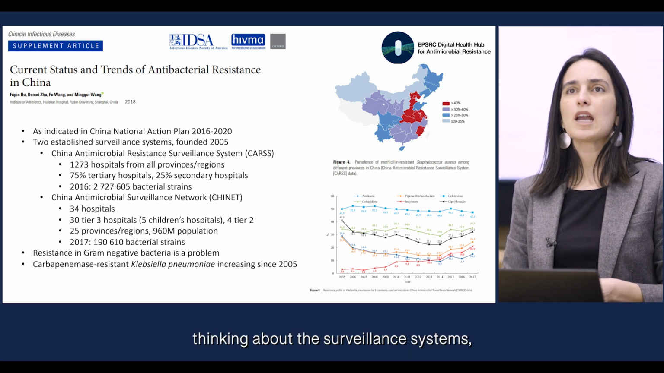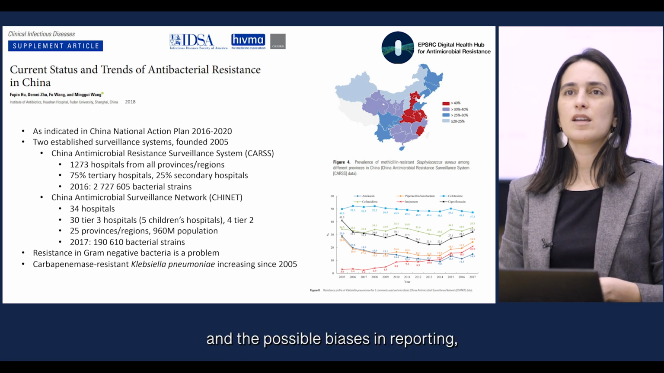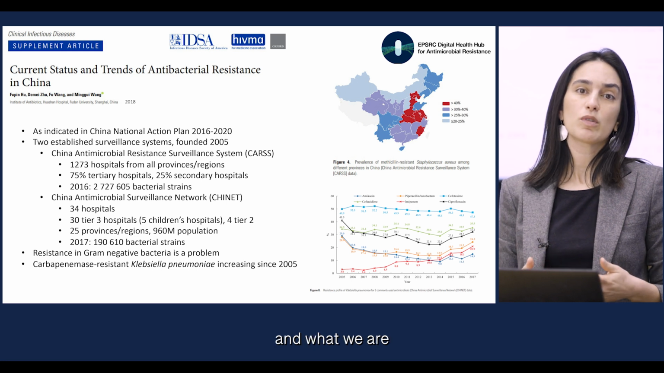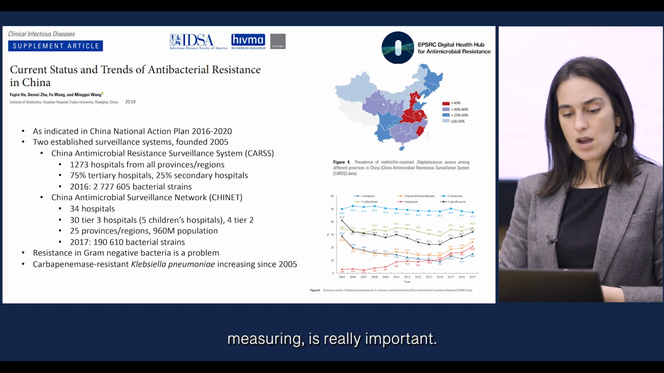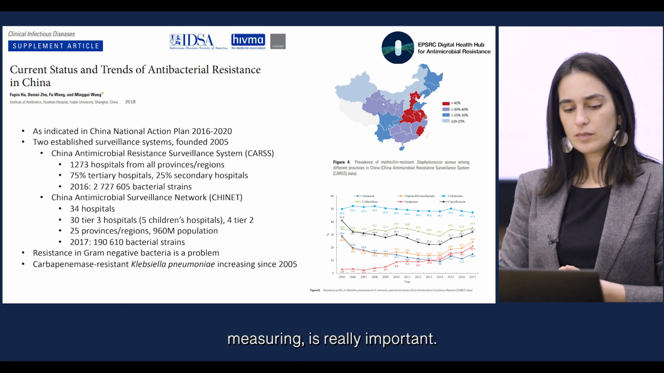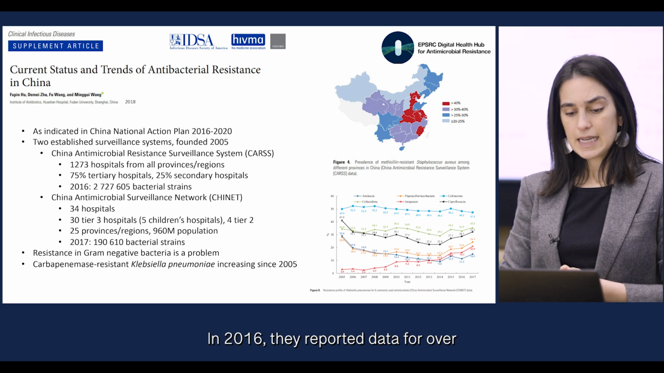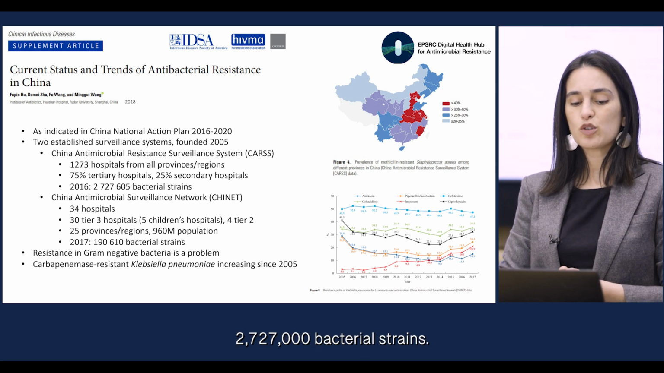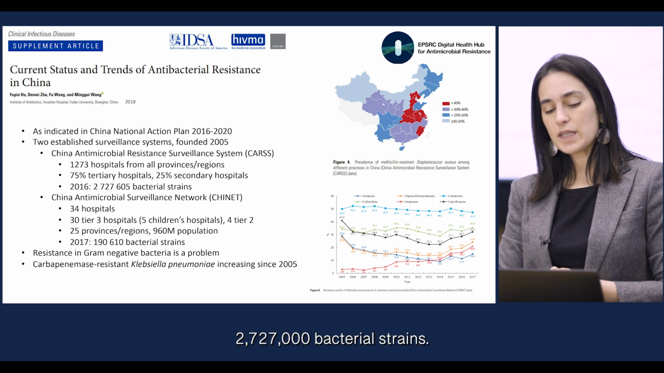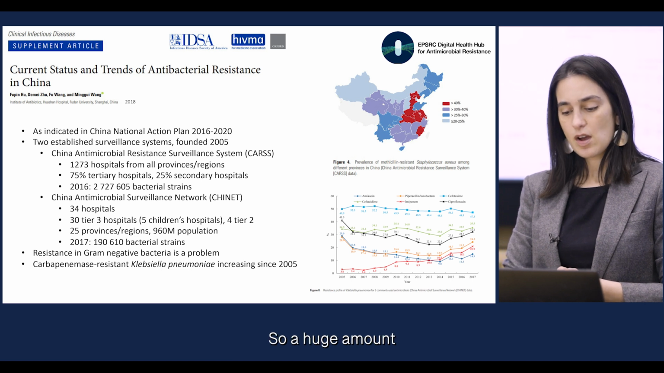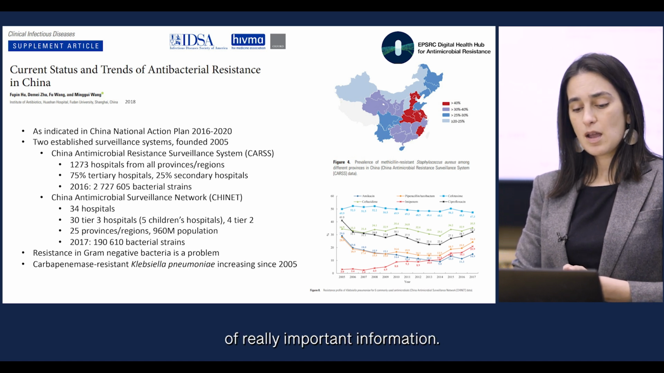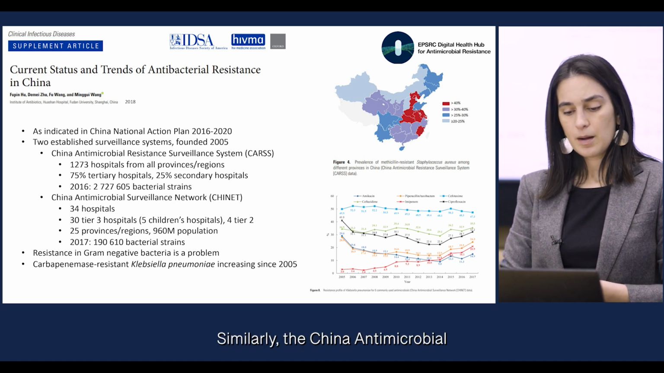So again, thinking about the surveillance systems and the possible biases and reporting and what we are measuring is really important. In 2016, they reported data for over 2,727,000 bacterial strains, so a huge amount of really important information.